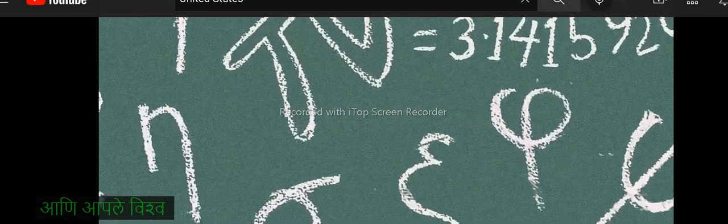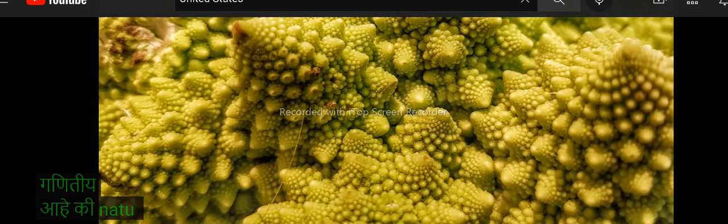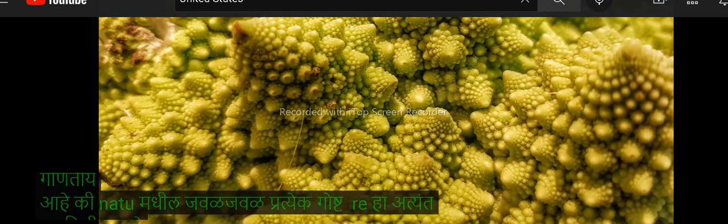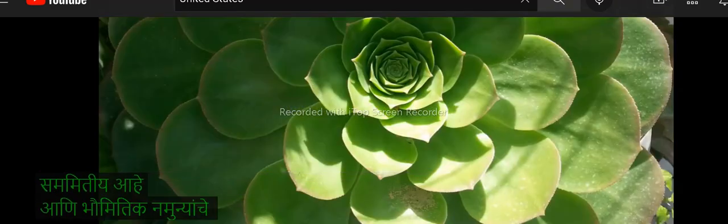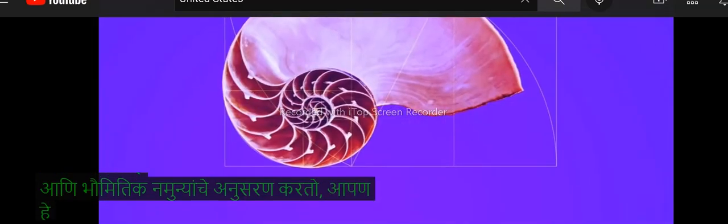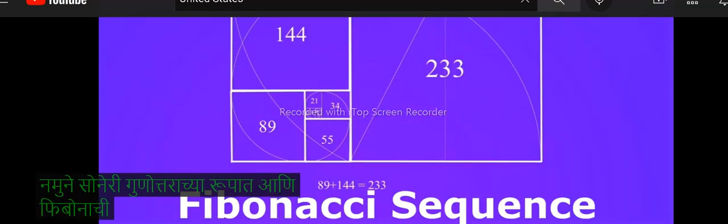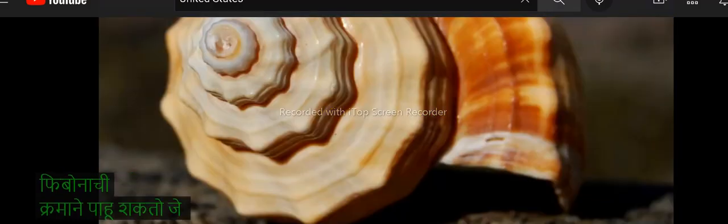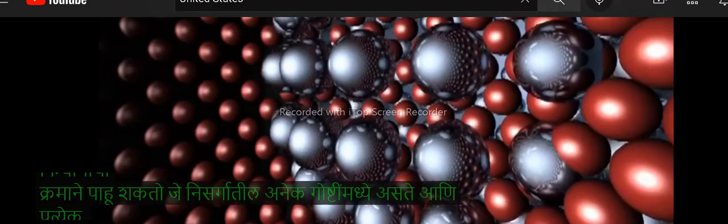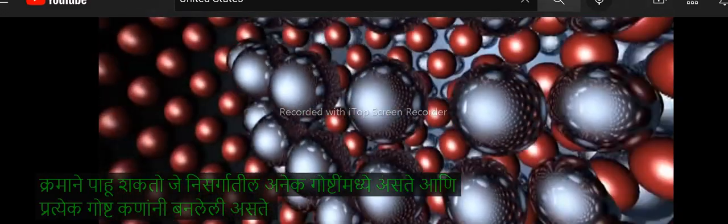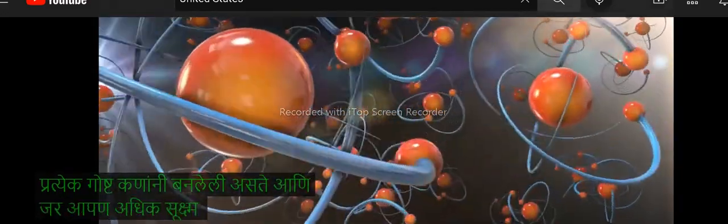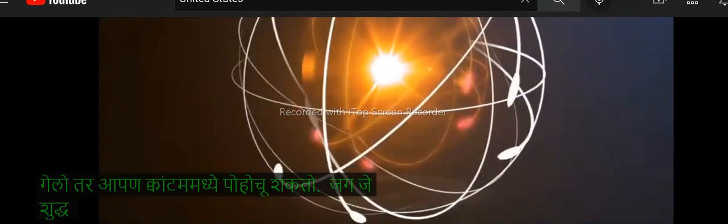Our universe is so mathematical. Almost everything in nature is highly symmetrical and follows geometrical patterns. We can see these patterns in the form of the golden ratio and Fibonacci sequence present in many things in nature. Everything is made up of particles, and if we go deeper to an even more microscopic level, we reach the quantum world, which is pure mathematics.